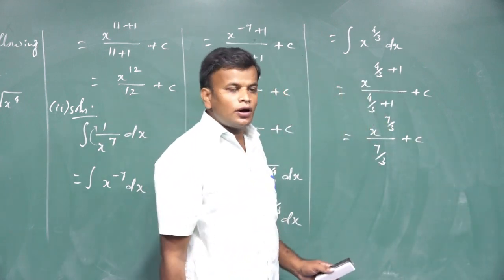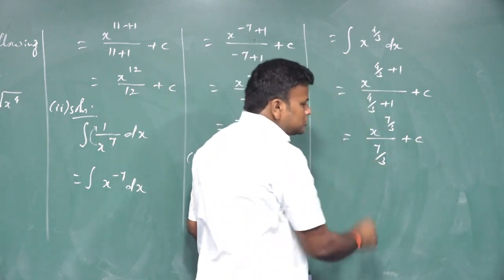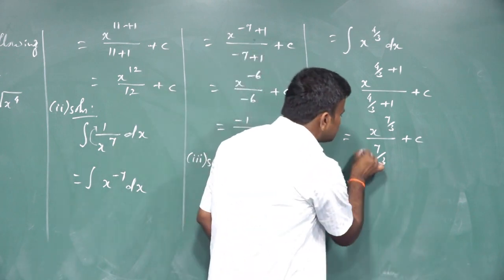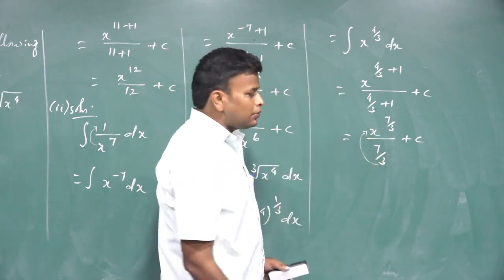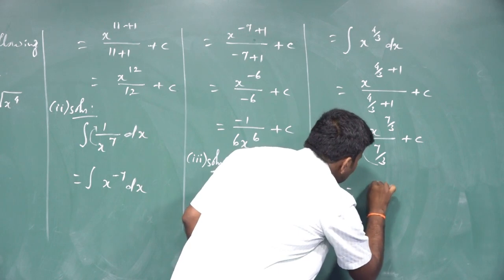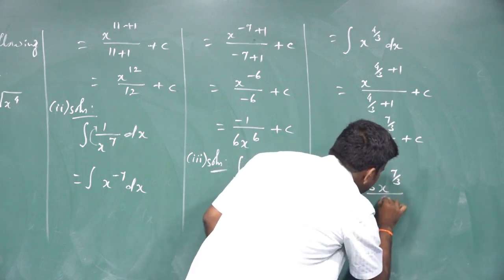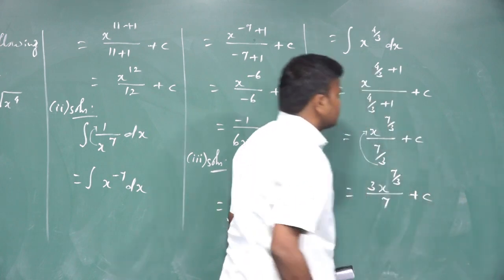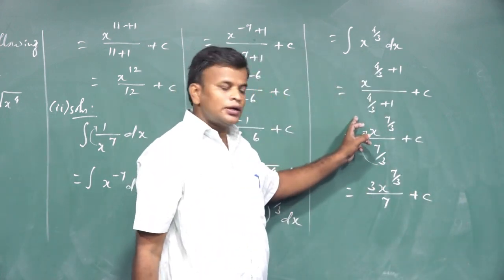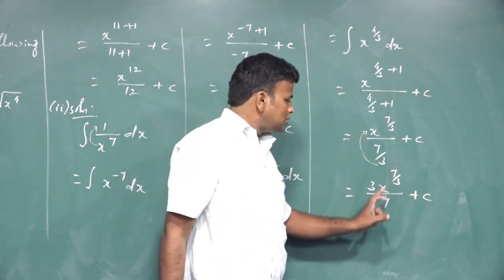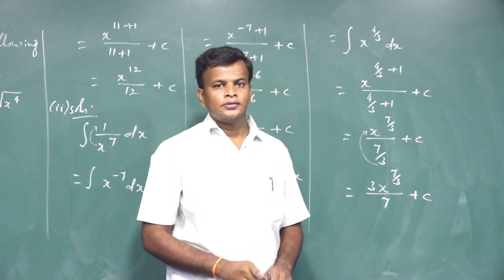But in standard form, in the denominator there is a fraction. So this 3 goes to the numerator. So it becomes 3 x power 7 by 3 divided by 7, plus c. So this 3 goes to the numerator: 3 into x power 7 by 3 divided by the 7 plus c.